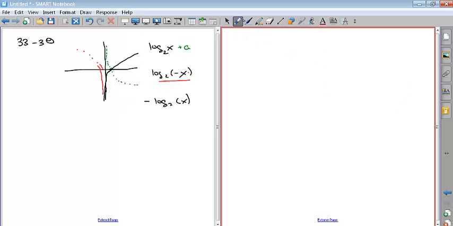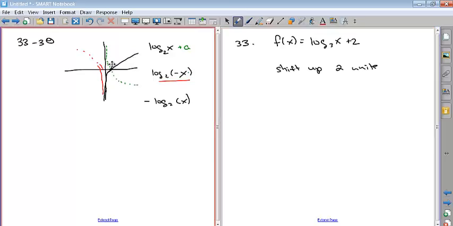So let's just start off here with 33. You have f of x equals log to the base 3. I guess these are all log to the base 3. So it's going to look something like that one over there, approximately, of x plus 2. The only difference is you're going to shift up 2 units. So we need one that looks like this, but shifted up. So instead of crossing the x-axis here, at x equals 1 it's going to have a value of y equals 2 instead. So let's look for something that looks like that. That rules out pretty much all of them except C and E. And the only one that's shifted up is going to be C.